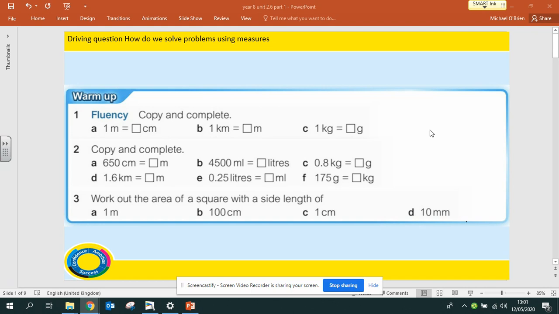Work out the area of a square with a side length of, 1 meter times 1 meter is 1 square meter. 100 centimeters times 100 centimeters is 10,000 square centimeters. That's a 1 with 4 zeros. 1 centimeter times 1 centimeter is 1 square centimeter, and 10 millimeters times 10 millimeters is 100 square millimeters. So let's now have a look at the next slide.